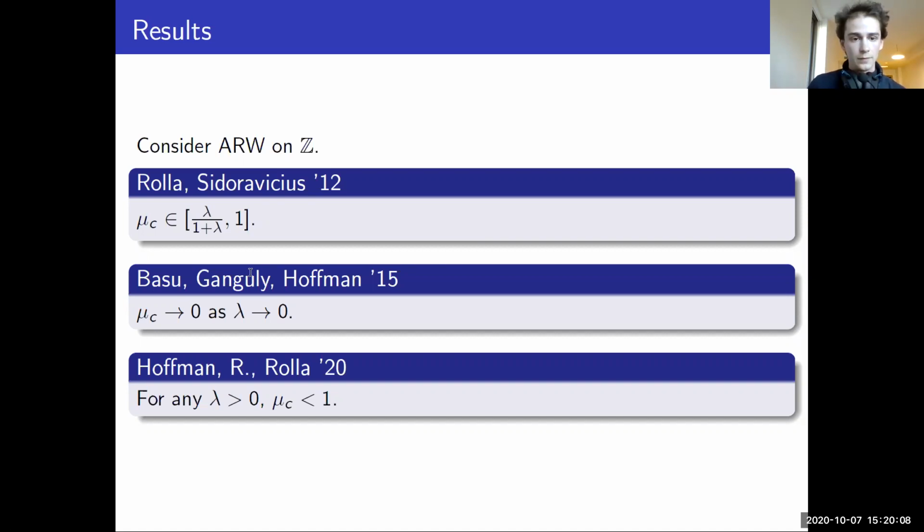So the first big result about this critical density was from Rolla and Sidoravicius in 2012. They gave a lower bound on the critical density. They showed that mu c is at least lambda over 1 plus lambda. You should think of that as a fixation result: for mu strictly less than this number, the system fixates almost surely.